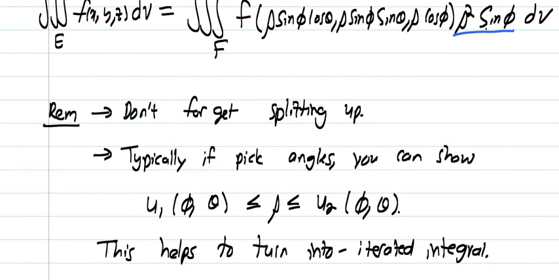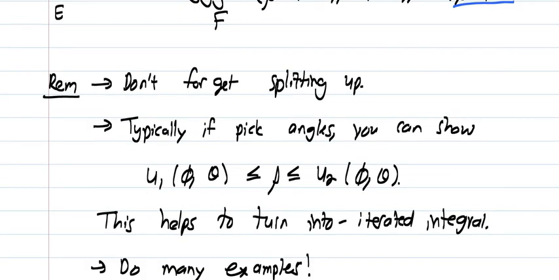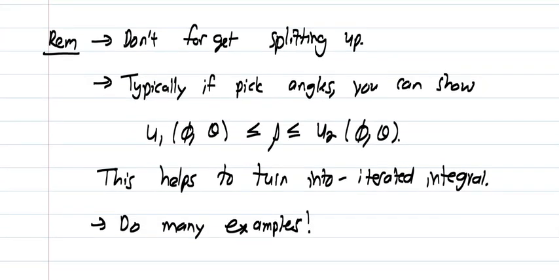And typically, if you pick your angles phi and theta, you will be able to show that rho lies between two functions u1 and u2. This will help you to turn it into iterated integrals, as you will see in the second example in the video that we are doing today. Please practice this.